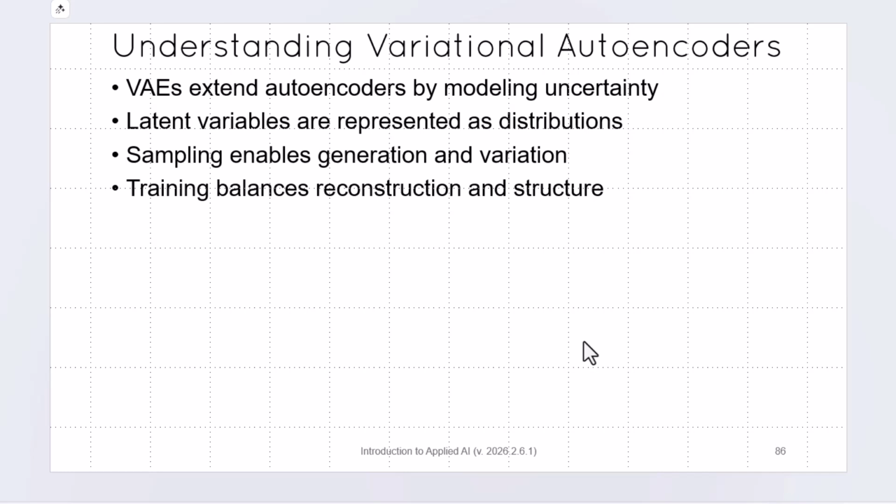So, understanding VAEs: VAEs, again, extend autoencoders by modeling uncertainty, and whereas autoencoders are not generative models, VAEs are generative models. Latent variables are represented as distributions rather than just a single value. Sampling enables generation and variation, and training balances reconstruction and structure.